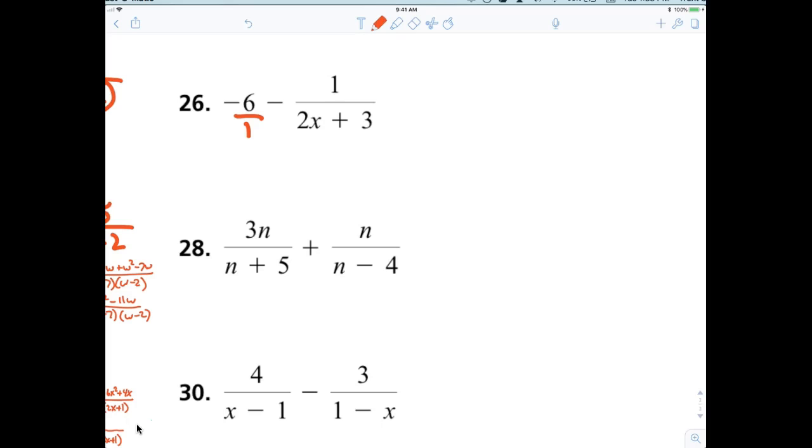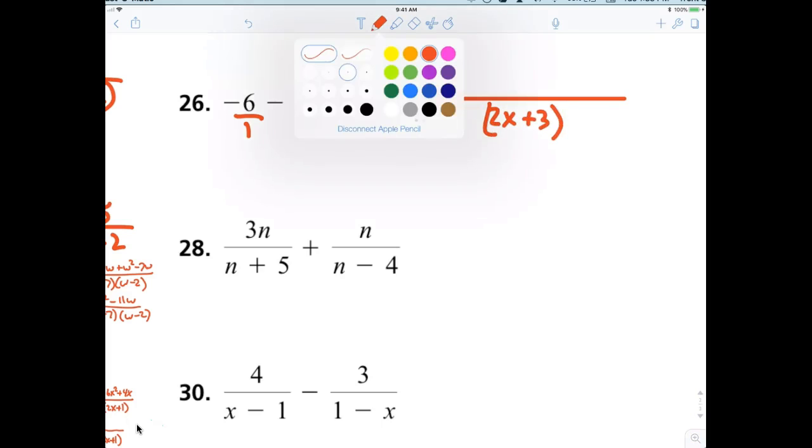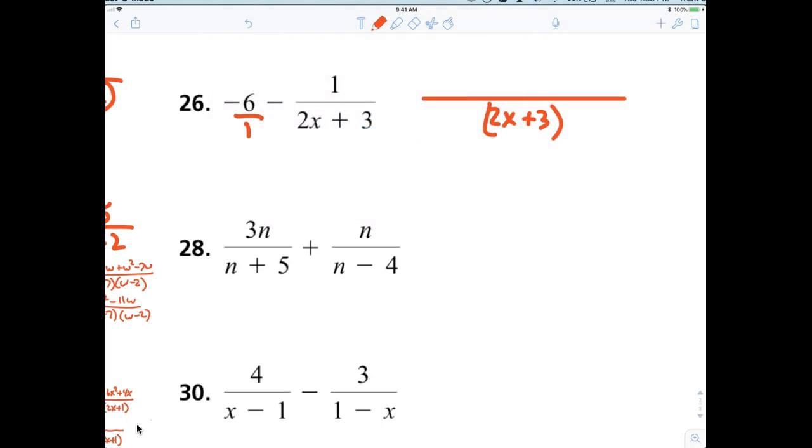All right, here we go. So everybody look at number 26. The common denominator is what? 2x plus 3. Now look, I'm going to try to show you something a little bit different. Look up, please. Although it's the same, I'm going to show you how you can do it a little bit quicker today for those of you who are good with fractions.